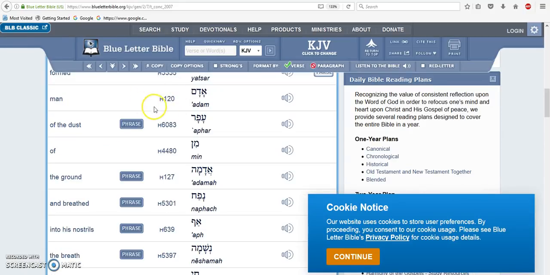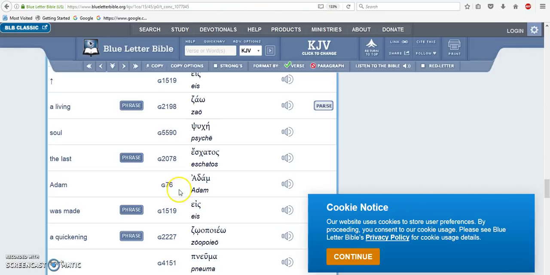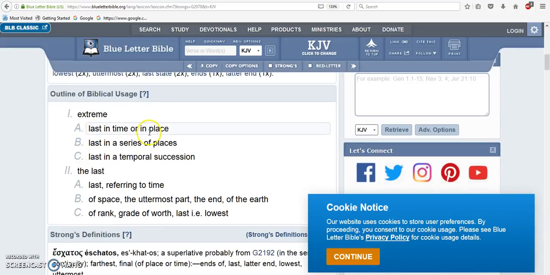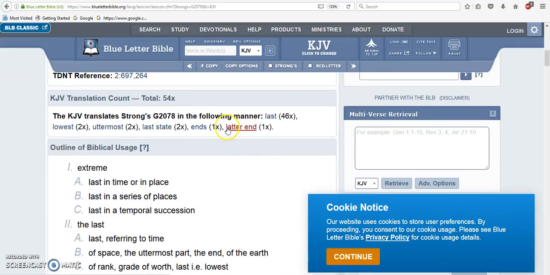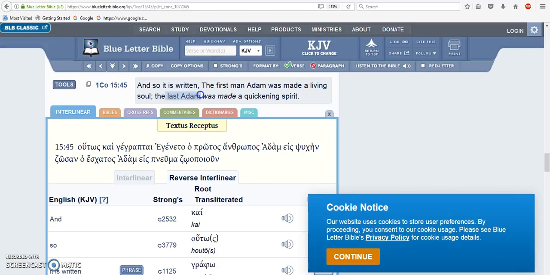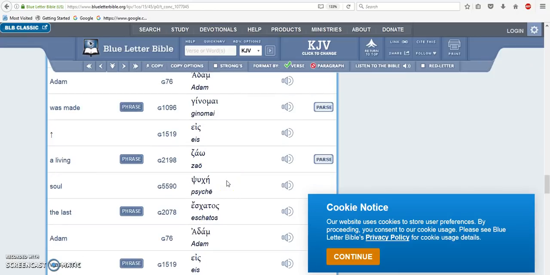Okay, so it basically spans from 120 to about 128, which is interesting because if you look at the term last Adam in the Greek, it's Strong's number 2078. It's the word eschatos, which is where we get the word eschatology from. And as you can see, it means extreme, last in time or in place. And over here it says it refers to the latter end. Okay, so Jesus is the last Adam, and Adam is Strong's number 76, and last is Strong's number 2078.